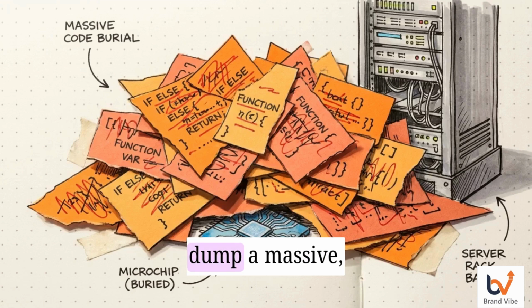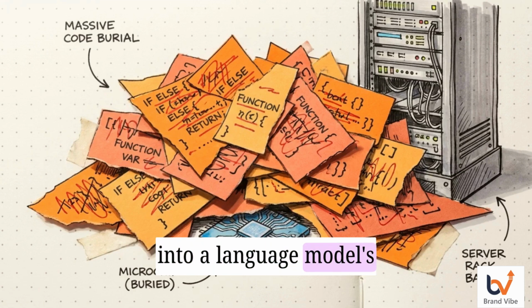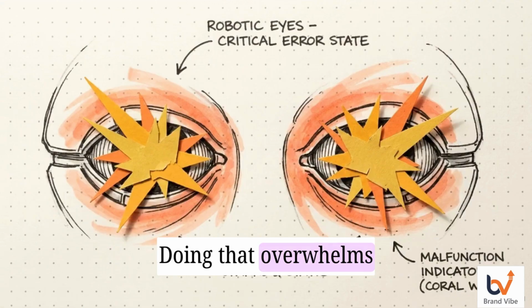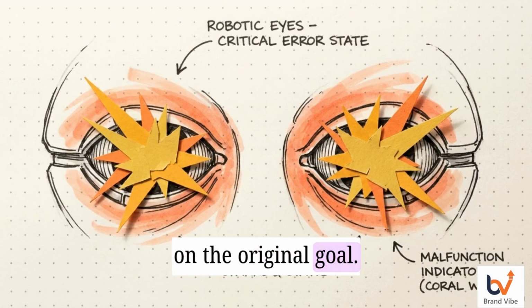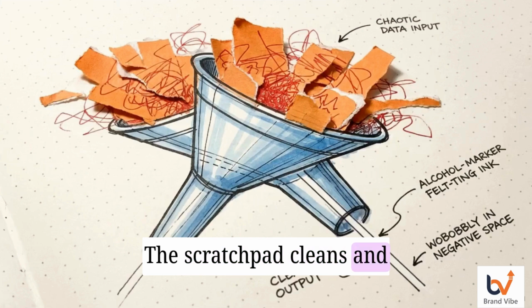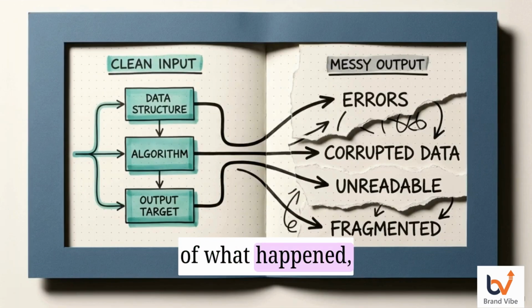You cannot simply dump a massive, unsummarized error log back into a language model's context window. Doing that overwhelms the model's attention mechanism, causing it to lose focus on the original goal. The scratchpad cleans and summarizes those observations first. With a clean record of what happened, the loop must decide if the action was successful.